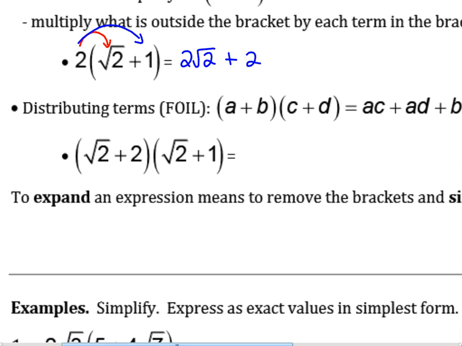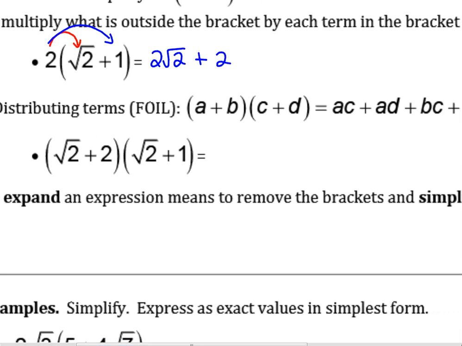So FOIL is really an extension of the distributive property. We're taking the A and distributing it into the second brackets, so multiplying it by C and by D. And then we're taking the B and distributing it in and multiplying it by C and D as well. Right? Grade 10? Everyone loved FOIL?